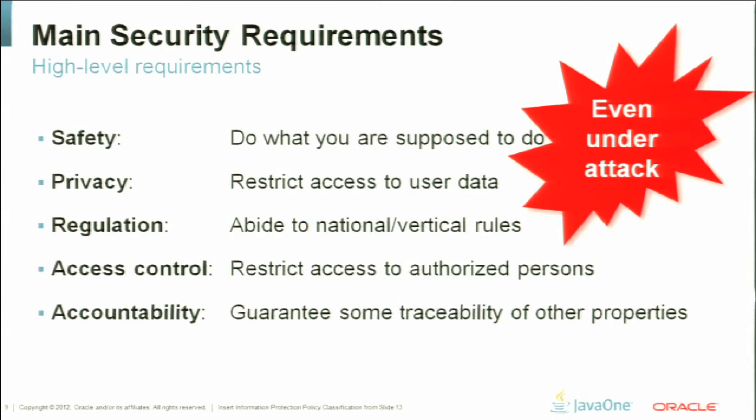Then, access control. We said we just want to restrict access to authorized persons. And accountability is more of a meta property, but we want to make sure that for the other properties, safety, privacy, regulation, we have some traceability about how we actually apply them, so that we can prove to the outside world that we're actually doing the right things to protect the systems.